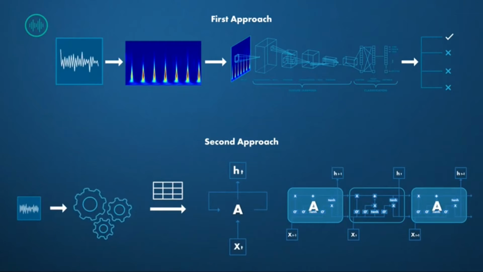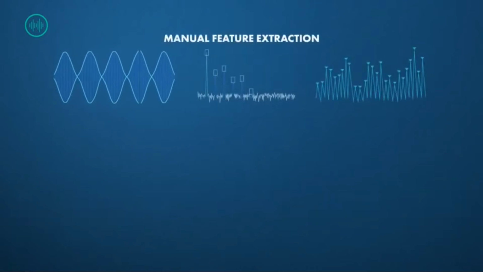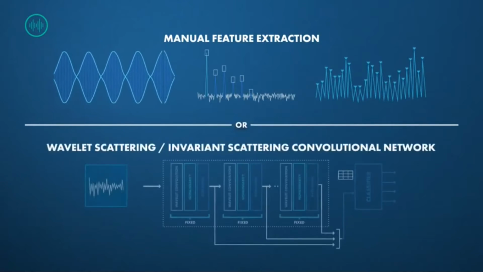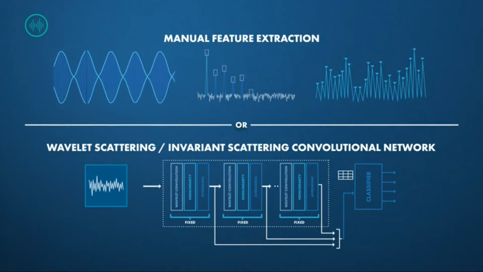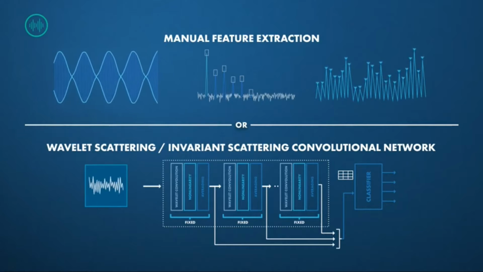To do this, you have 2 options in MATLAB. You can manually identify and extract features from signals, or you can automatically extract features using invariant scattering convolutional networks, which provide low variance representations without losing critical information.